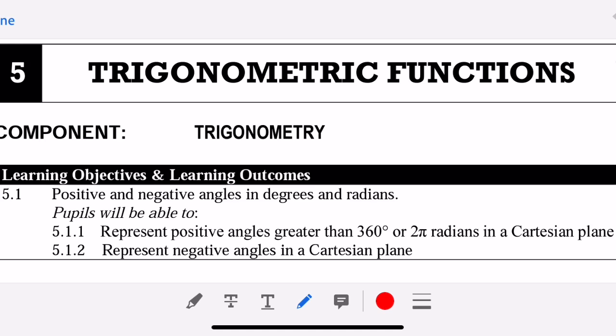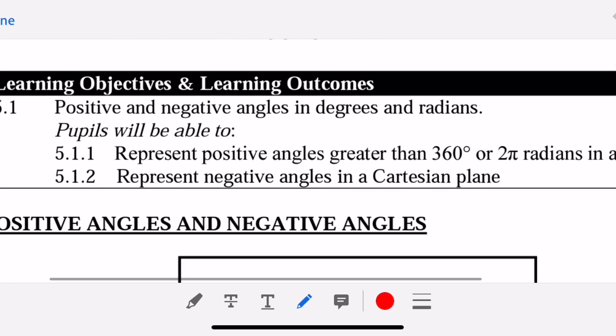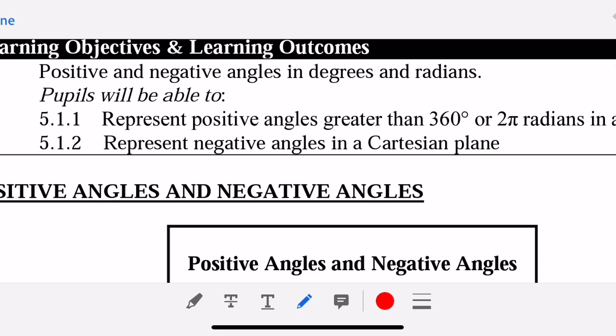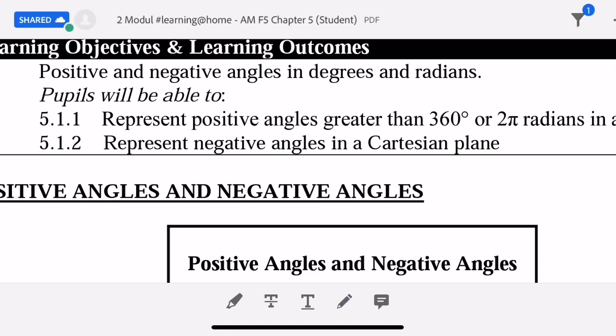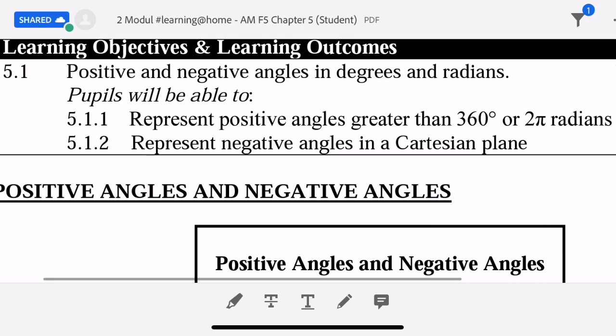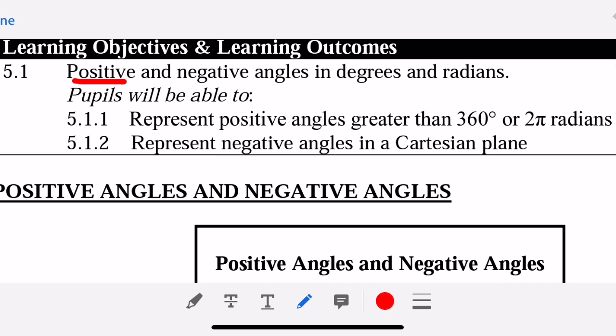Hello everyone. Today I would like to discuss trigonometric functions. This topic is a bit challenging, so let's study it in depth. The main objective today is to study positive and negative angles. We have positive and negative angles in degrees and in radians.